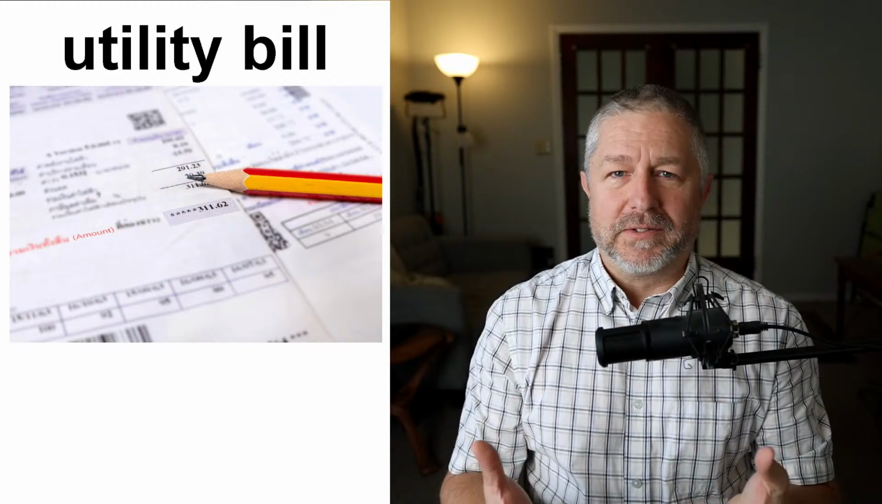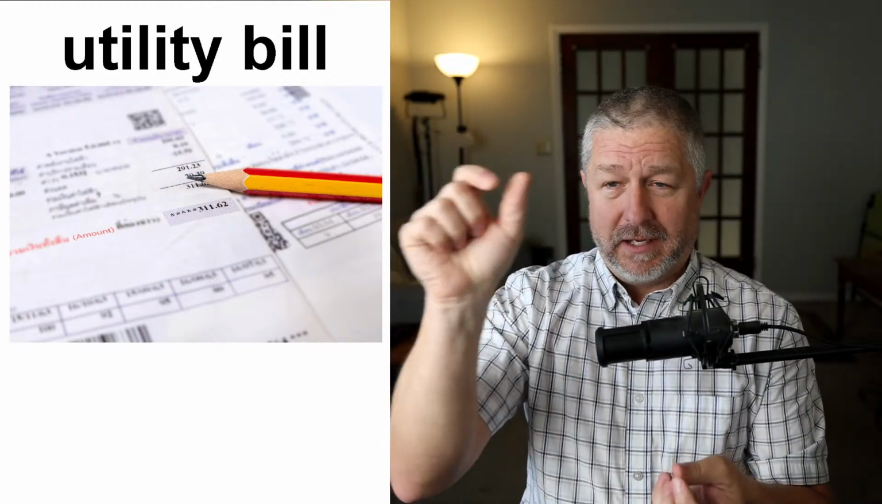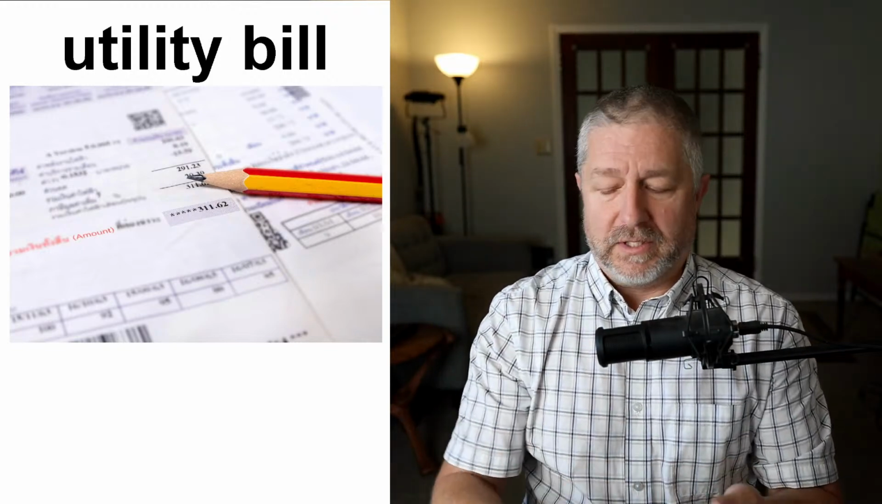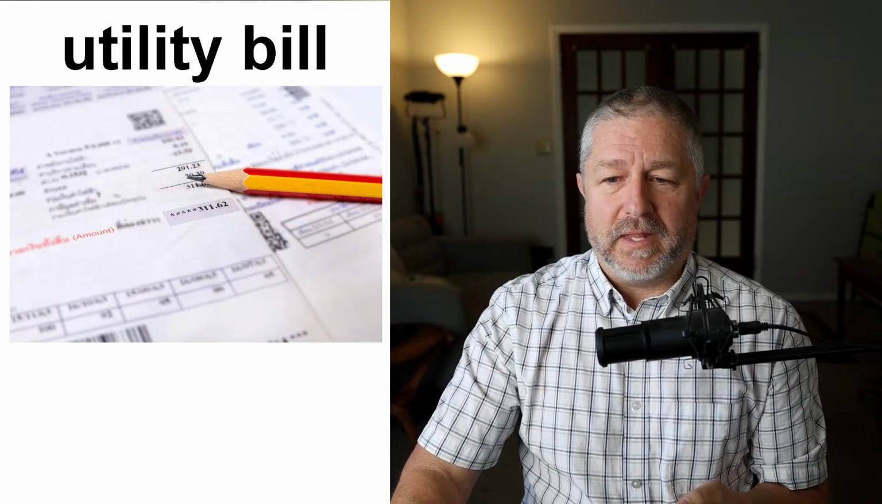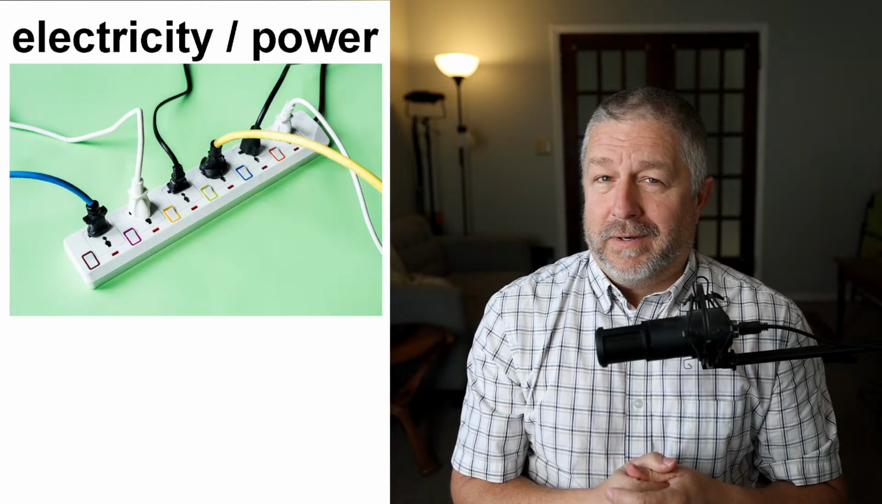Anyways, utility bills. It's basically a piece of paper with your name and address and the date and an amount of money that you owe for that utility, usually for that month. They come monthly. And you do need to pay for electricity.